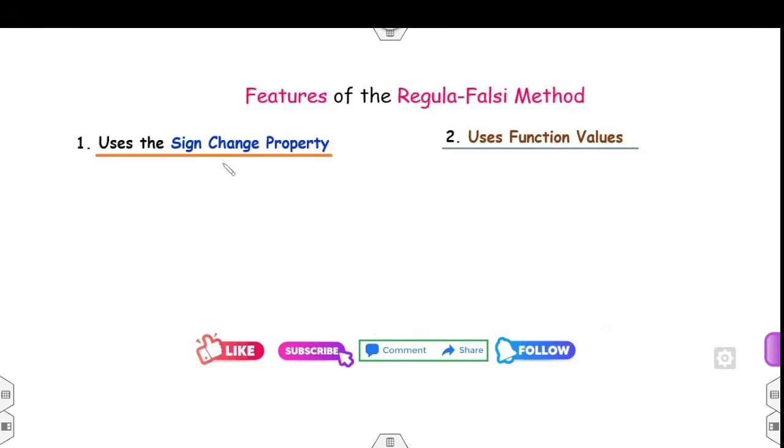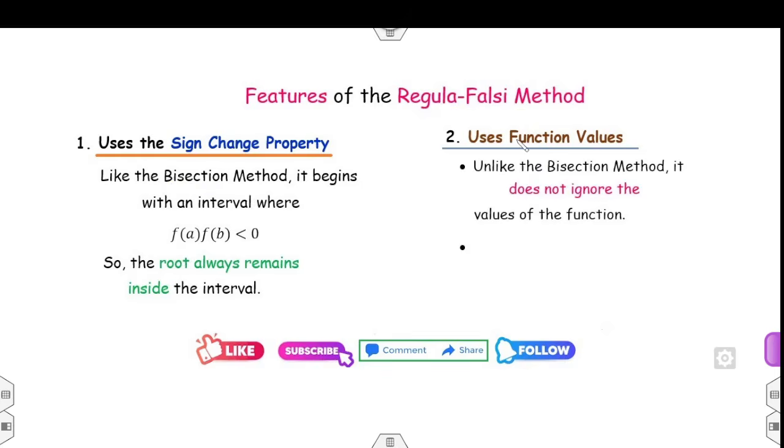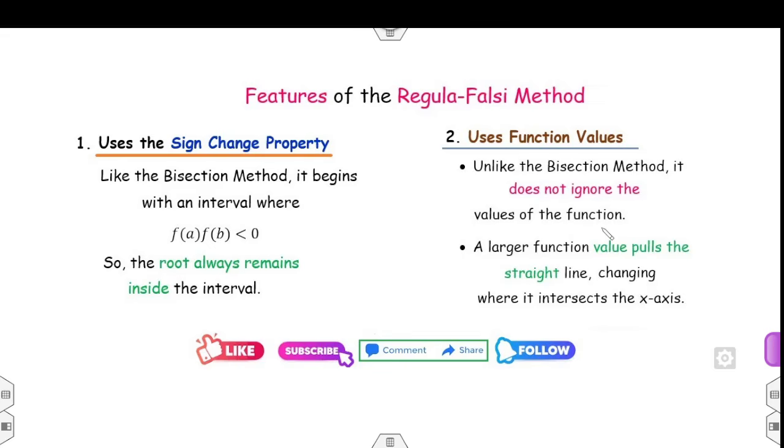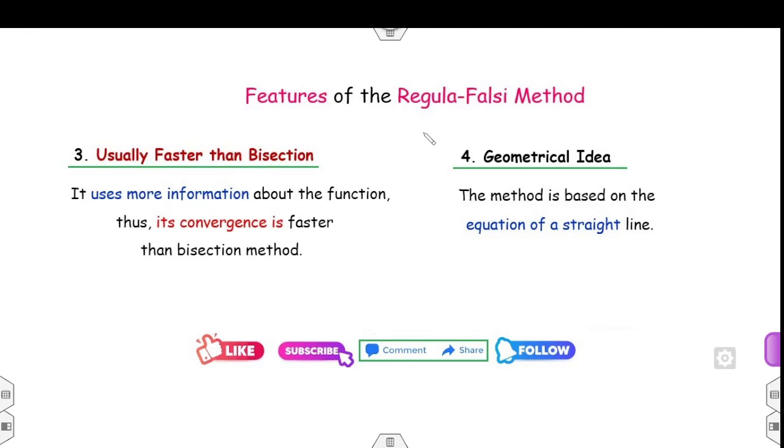What are the features of the Regula Falsi? It uses the intermediate value property. You can always start with two points A and B whose function values have opposite signs, which is similar to the bisection method. As I mentioned, the Regula Falsi method always uses the function value, while the bisection method ignores the function value. Bisection method is usually slower than the Regula Falsi method, or you can say the Regula Falsi method converges faster than the bisection method, and the geometrical idea is the equation of the straight line.